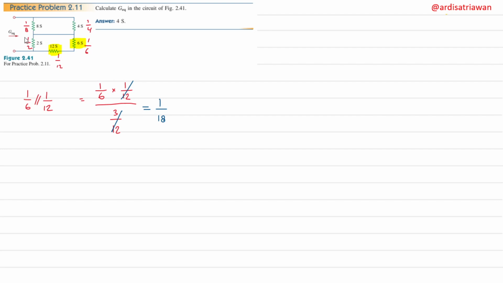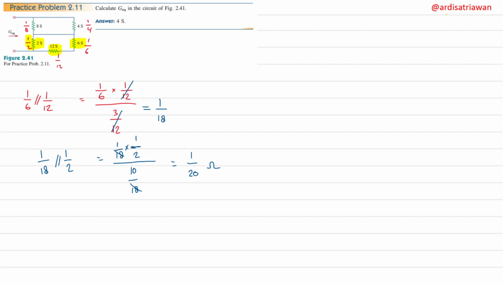So now that 1 over 18 is in parallel with this resistor here. Let's see that one. So 1 over 18 is in parallel with 1 half. So we'll have 1 over 18 multiplied by 1 half, divided by the sum, and remember that 1 half is 9 over 18, so I will have 10 over 18 here. So this will equal 1 over 20. So all the highlighted part here will become 1 over 20 ohm.